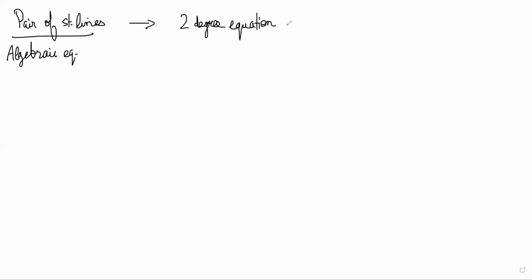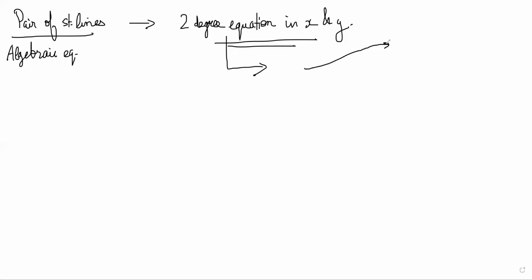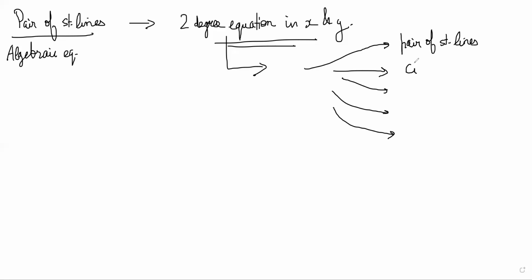Okay. 2-degree equation in x and y. Now onwards, we'll be studying 2-degree equations, because 2-degree equations can represent all of the things that we need to understand in analytic geometry. So basically, it can represent pair of straight lines, it can represent circles, it can represent parabolas or hyperbolas or ellipses.